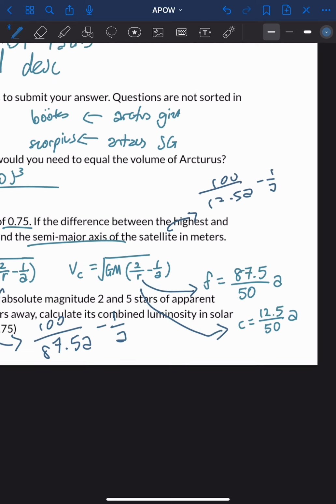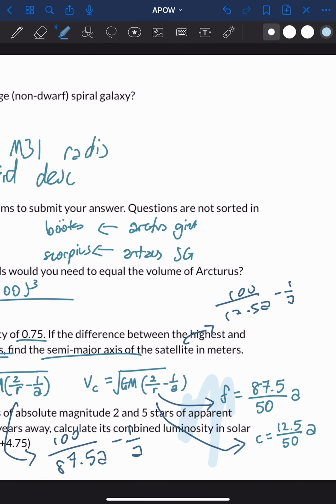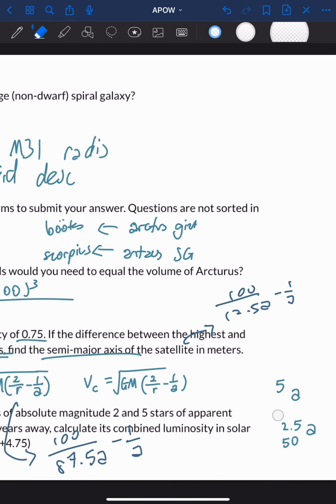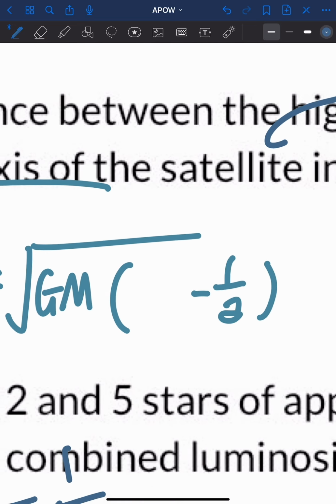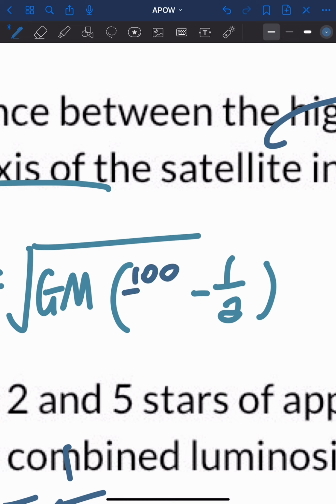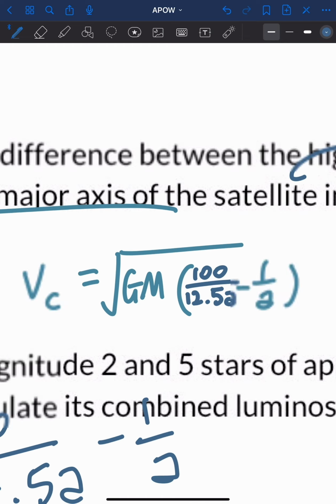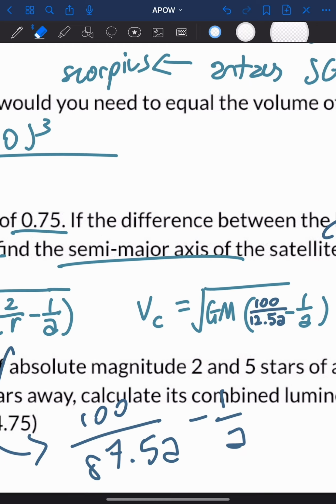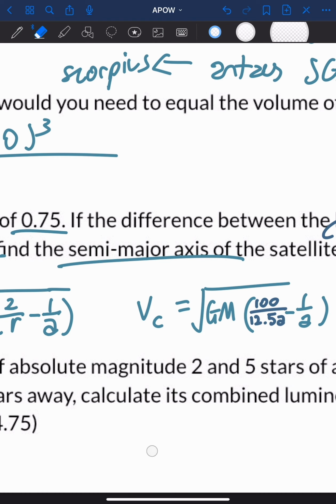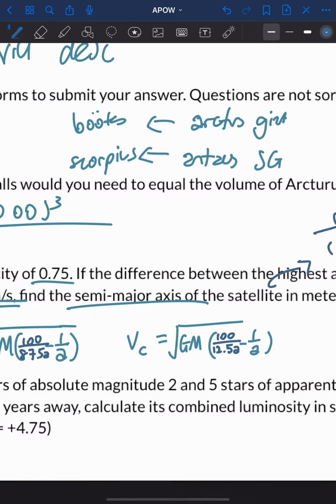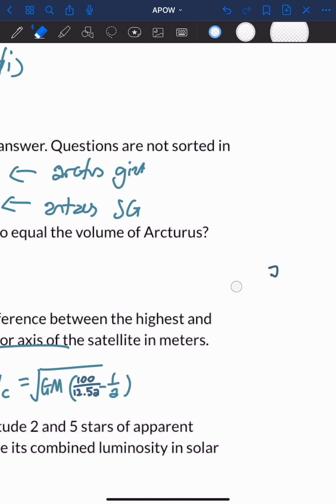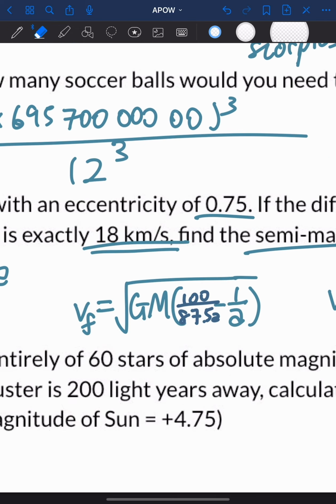And then now I'm just going to remove this. Oh crap. And then I will replace that here. So we will have 100 over 12.5a. Yes. And then over here, we will have 100 over 87.5a, right?